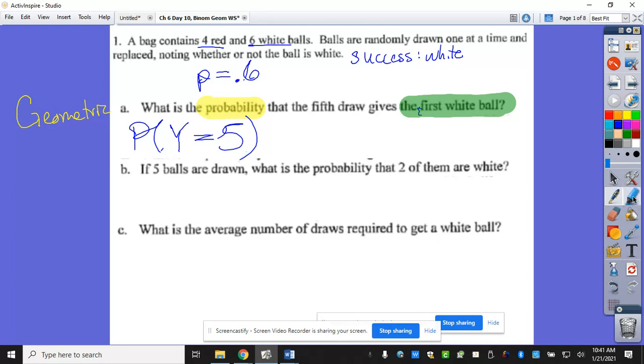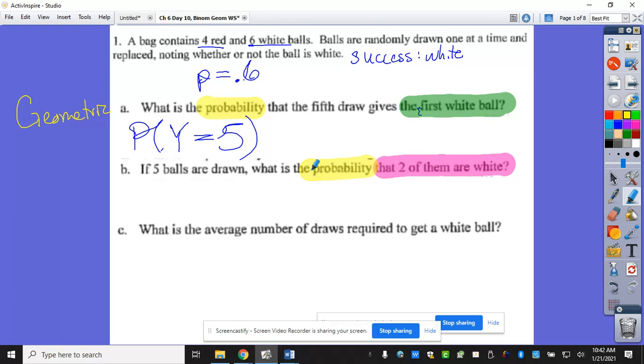This one says 2 of them are success, so we know that's what? Binomial. It asked me again for a probability. So if you are having issues with these, I want you to think the way that I'm starting to write stuff on the board. And now I'm going to go a little bit quicker here.